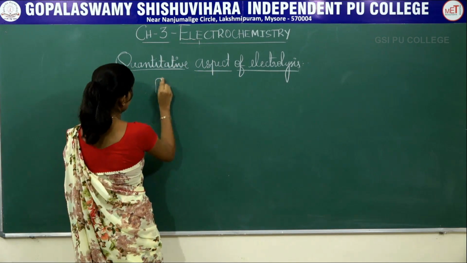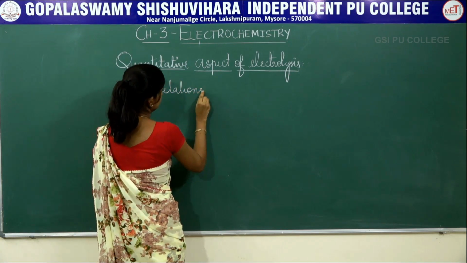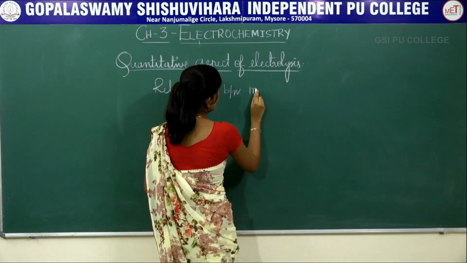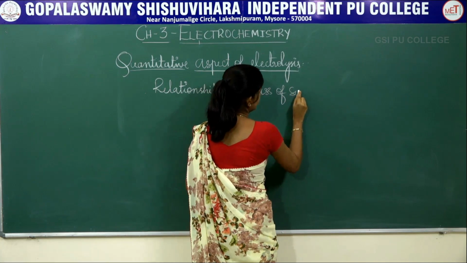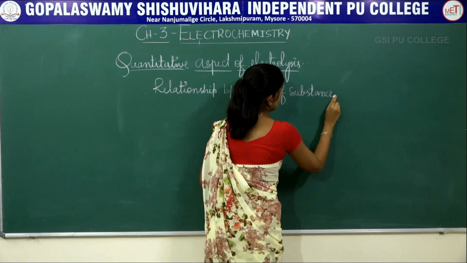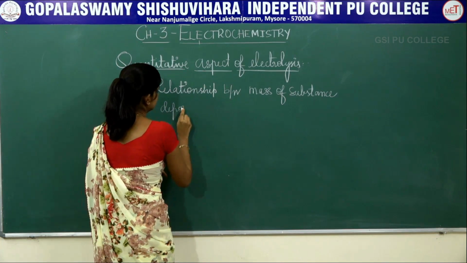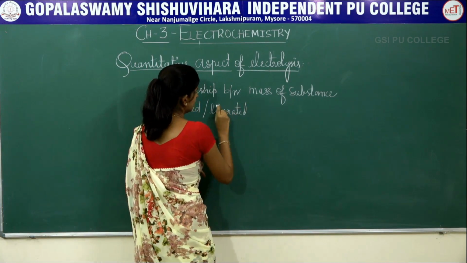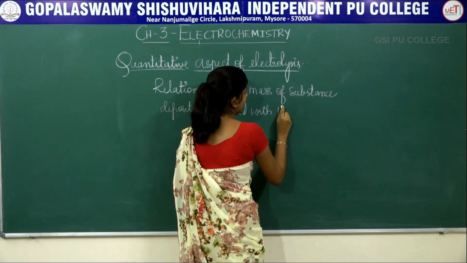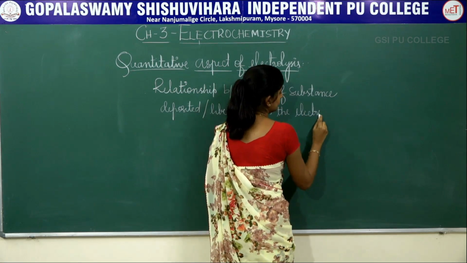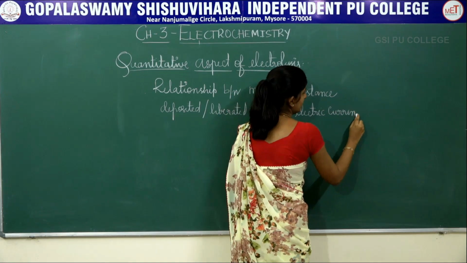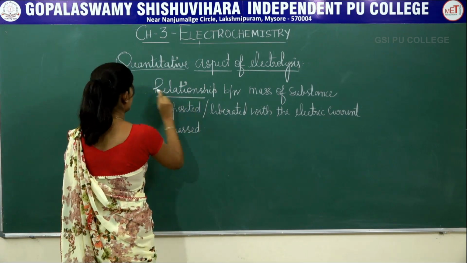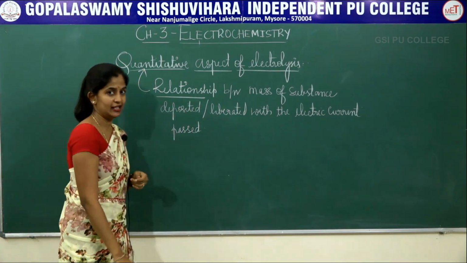So, it is a relationship between the mass of substance deposited or liberated with the electric current passed. So this relationship is called the quantitative aspect of electrolysis.